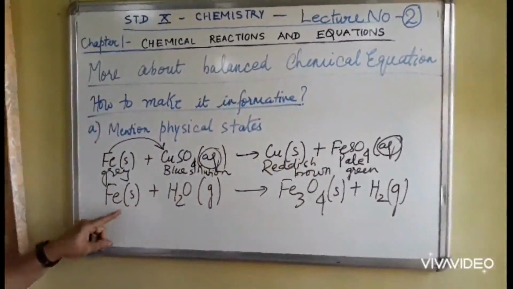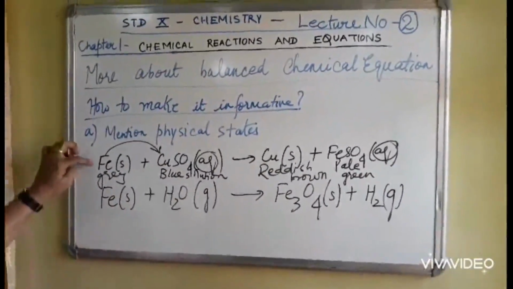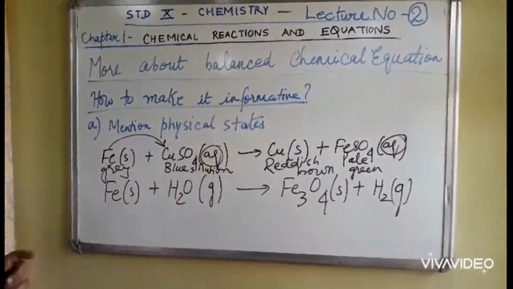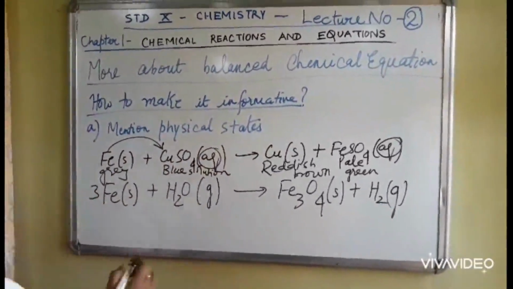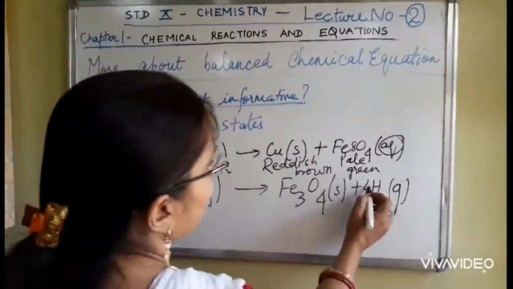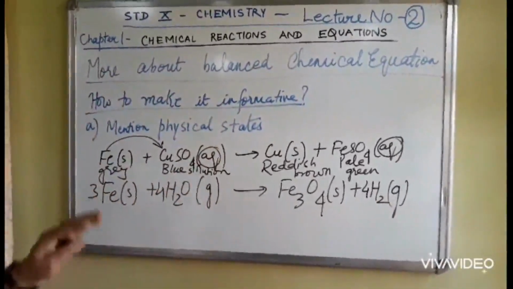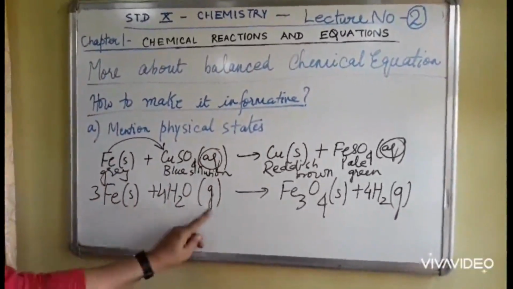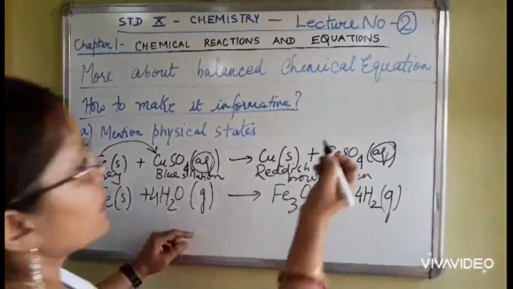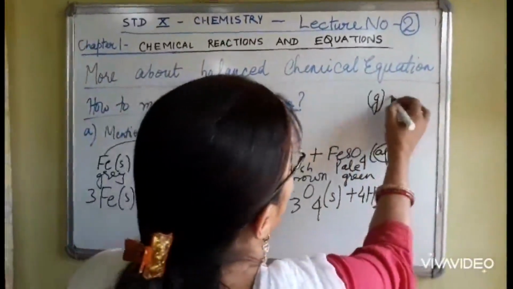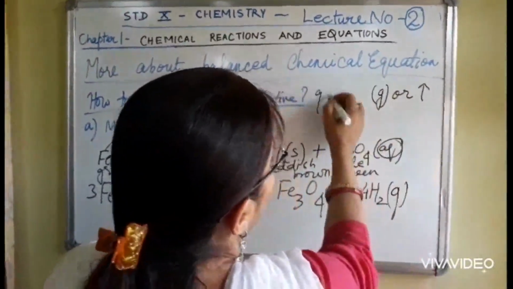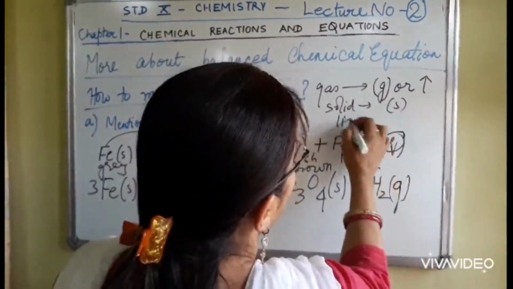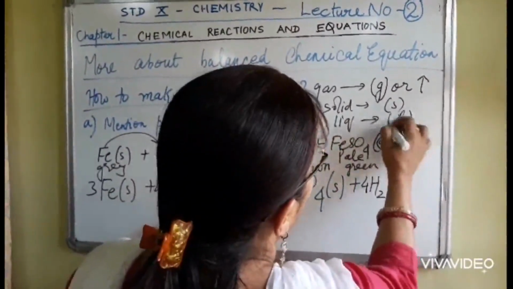Now look at the second example. We have already seen this. This one is already balanced. This second equation we had balanced in the last class, if you remember. Now this balanced equation, we are adding more information to it by mentioning solid state in bracket S, gaseous state in bracket G. Gaseous state, you can mention it as G or arrow up. Solid state S, liquid state L.